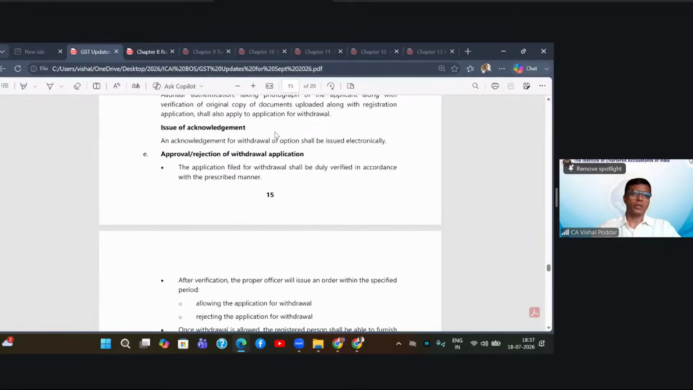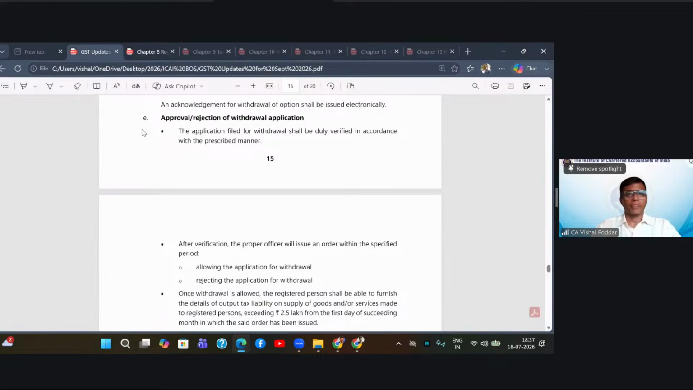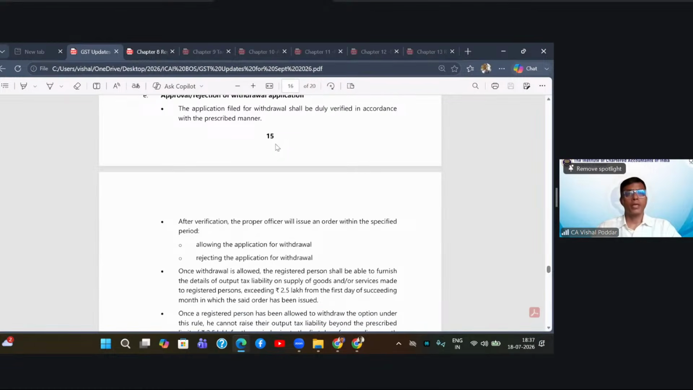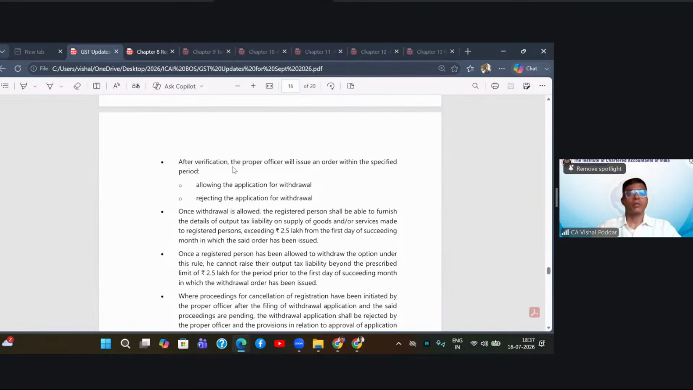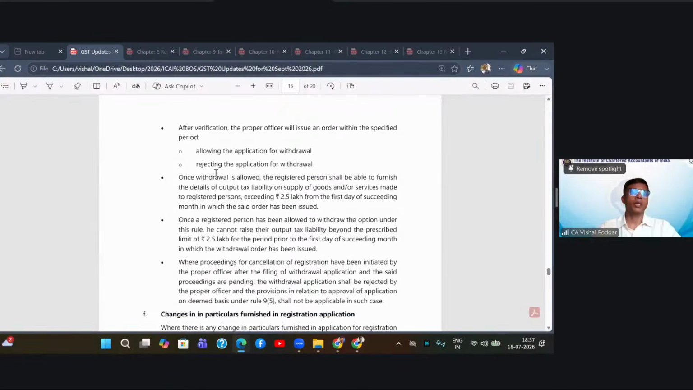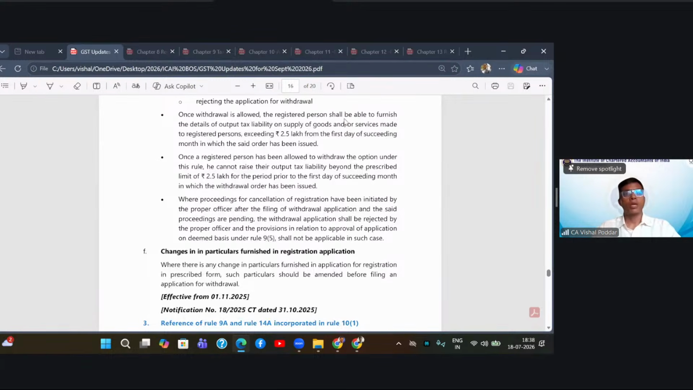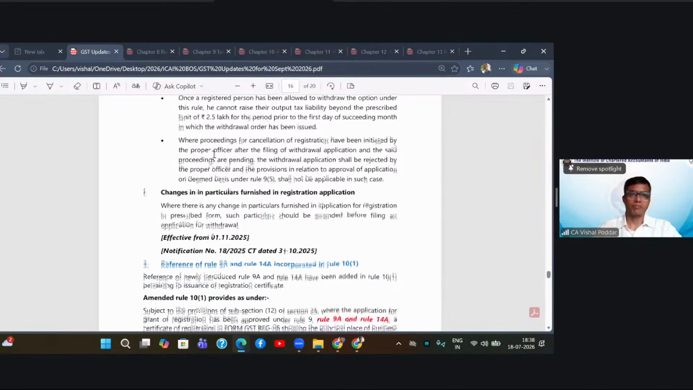And finally, issue of acknowledgement. Now, approval or rejection of your withdrawal application: the application filed for withdrawal shall be verified in the prescribed manner. After verification, the proper officer will issue an order within the specified period, either allowing the application for withdrawal or rejecting it. Now, once withdrawal is allowed, the registered person shall be able to furnish details of output liability exceeding 2.5 lakhs from the first day of the succeeding month in which the said order has been issued. So the limit of 2.5 lakhs will now not apply.